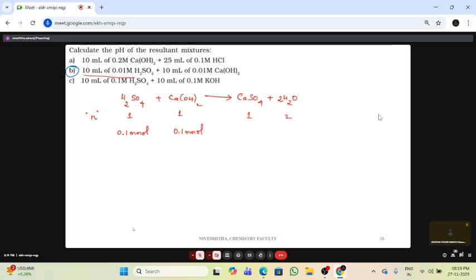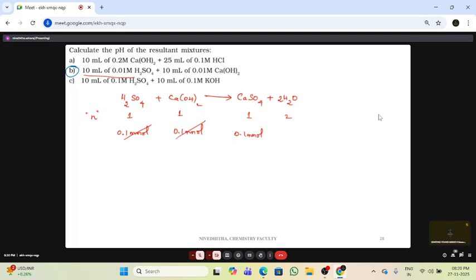Is there any limiting reagent here? No. So all the sulfuric acid will get consumed. So we will not have any unreacted acid or base. So we'll end up with 0.1 millimole of salt and water. So this is just the salt and water.